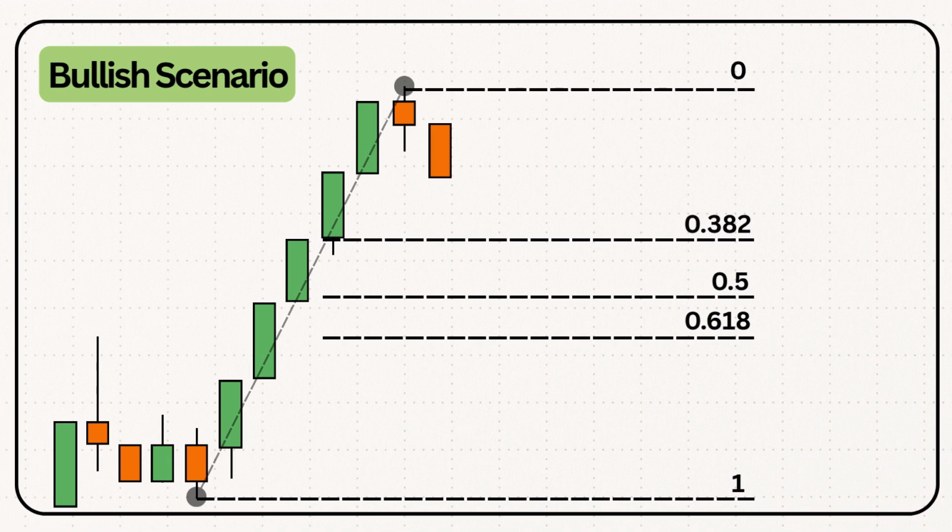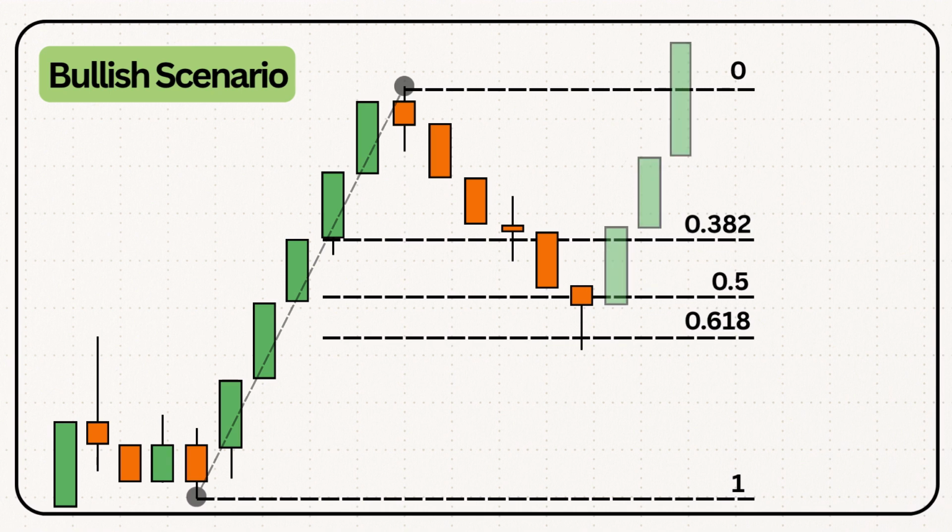I've simplified the levels here just to highlight the important levels. Now 1 represents the starting point, while 0 represents the top, and everything in between just shows how much of that move price is pulling back. If price only retraces to around 0.382, it usually means the trend is very strong, and price isn't willing to pull back much. If it pulls back closer to 0.5, that's often where price begins to find support, and it represents a good discount zone to scale in. If it goes deeper towards 0.618, that reflects a stronger pullback and typically a great discount area for entries.